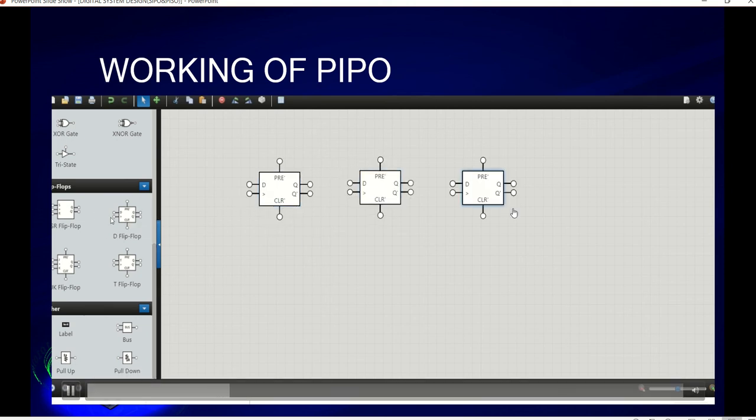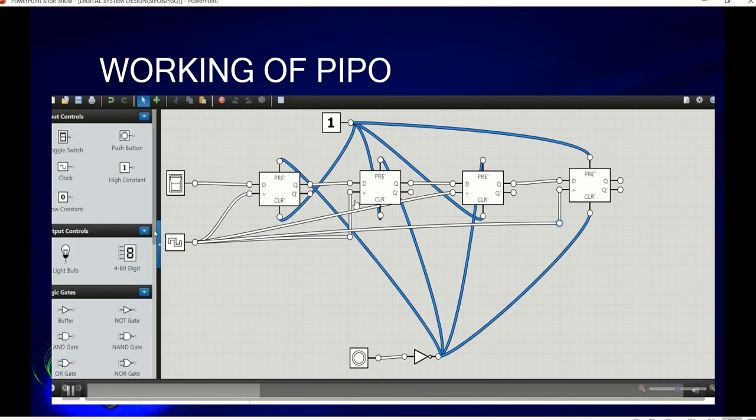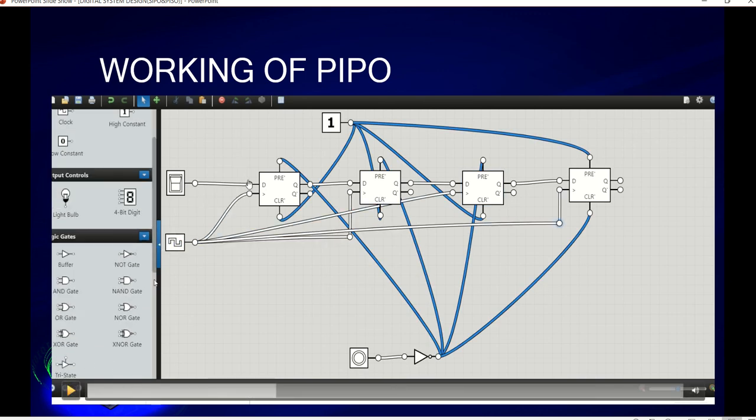We'll be requiring 4 D flip-flops here, and a toggle switch is connected to the D, that is the input of the first flip-flop, and clock pulse is connected to the clock signal of each D flip-flop. We can see it here, and high constant is connected to the clear pin of the first 3 flip-flops, and it is connected to the preset state of the last flip-flop. We'll be requiring one push button which is connected with a NOT gate, and the output of the NOT gate is connected to the preset state of the first three flip-flops. We can see it here, here, and the clear state of the last flip-flop.